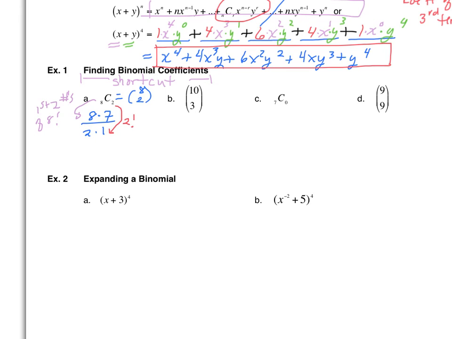If r were 3, what if this were 3 here? What would you have written here? 8, 7, 6. And then in the denominator, you'd have 3, 2, 1.